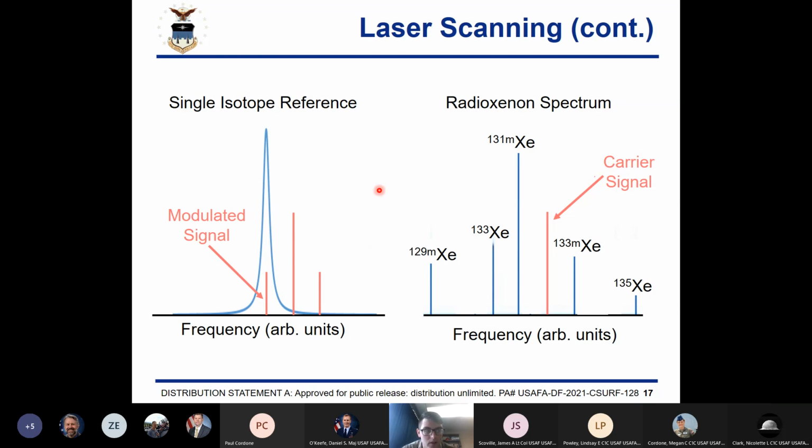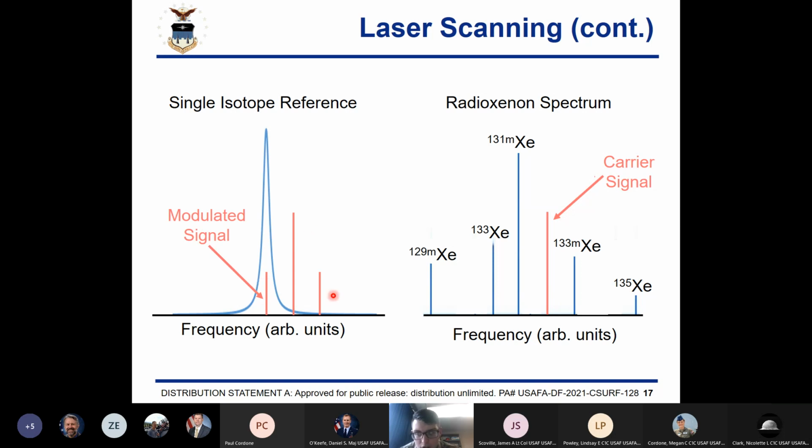Now, another thing to note is that in our magneto-optical trap, where we'll actually be scanning our laser over our radioxenon spectrum, we will not be modulating that signal. So only the carrier signal will be present in that spectrum, whereas inside of our single isotope reference, you'll get the whole setup with the sidebands.